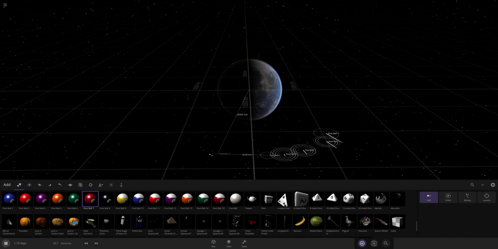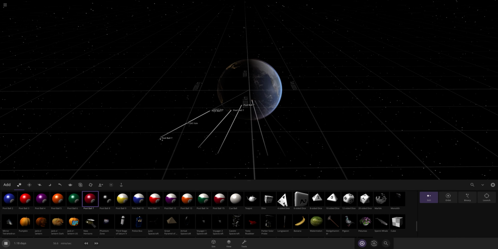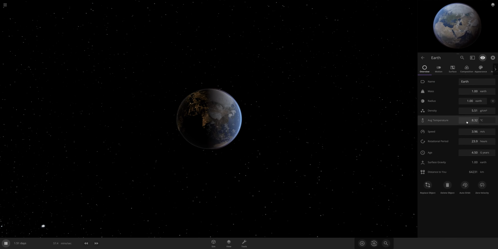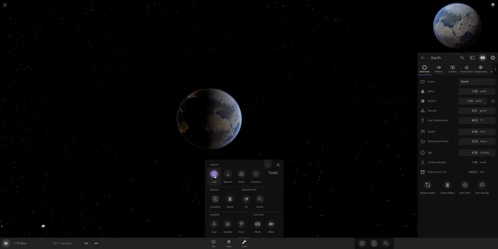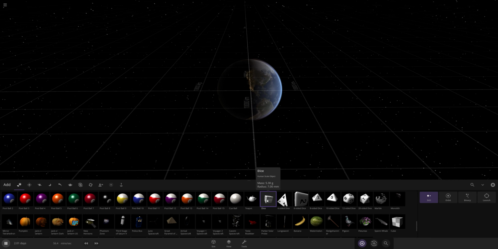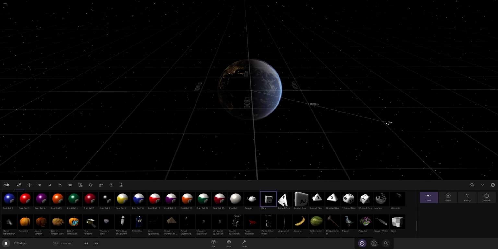What if we do a bunch of these things here? Oh, that one exploded. By the way, let me keep this up here. I want to see what happens. So you can see the average temperature. So tools, add. Dang it, that goes away. I want that to stay up. Dice. Mass, 5G. Nothing happens.